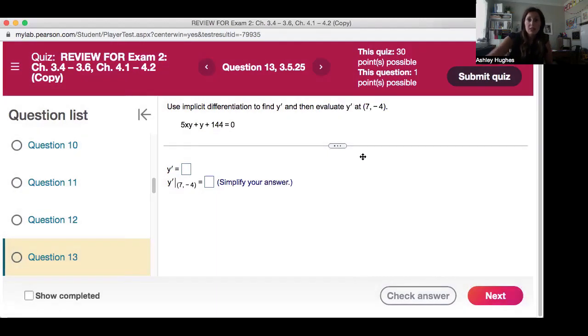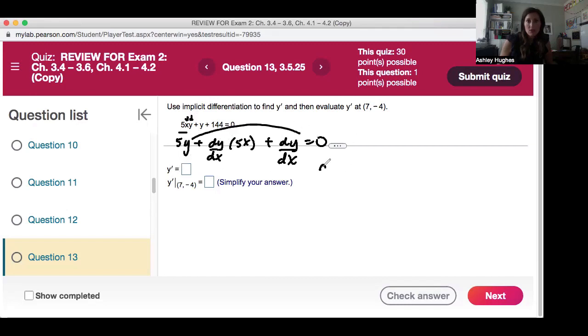Again, implicit. This time you have to use the product rule. So the derivative of 5x is 5 times y, plus the derivative of y times 5x, because this is the product rule right here, plus dy/dx, and then the derivative of that is just 0. And then we want to solve, so I'm going to move the 5x over there and factor out dy/dx from these two guys that are left. That'd be 5x plus 1, because there's an understood 1 there, equals negative 5y, because you move it over by subtracting. Divide, and then like the other one, you just plug in to get your answer.